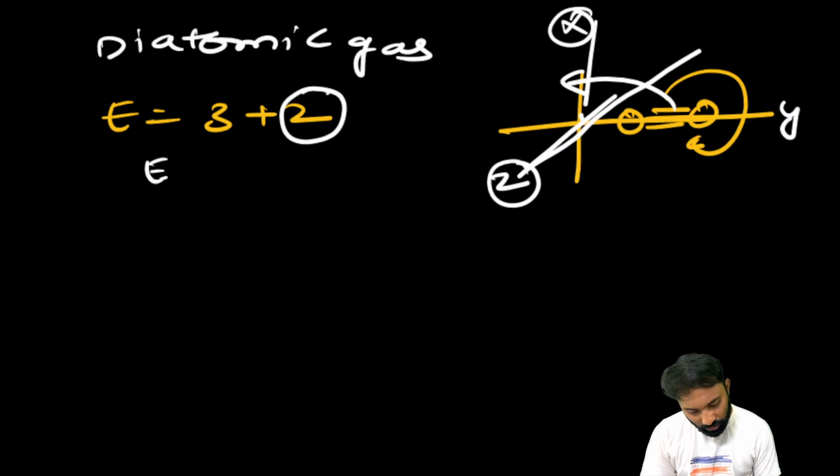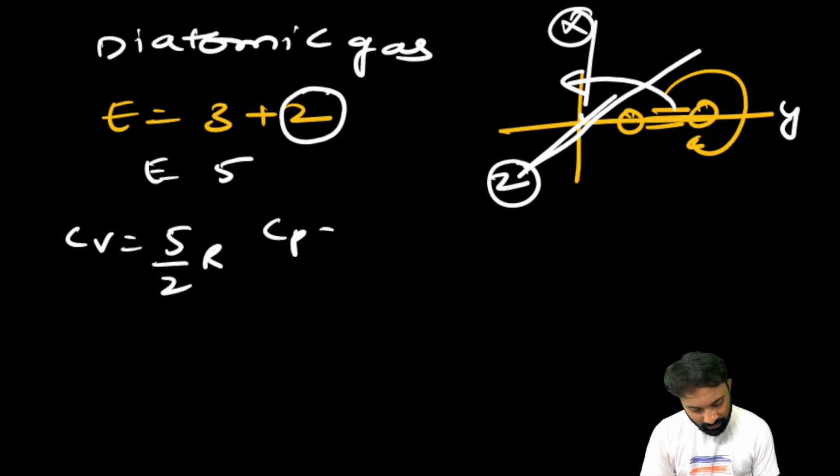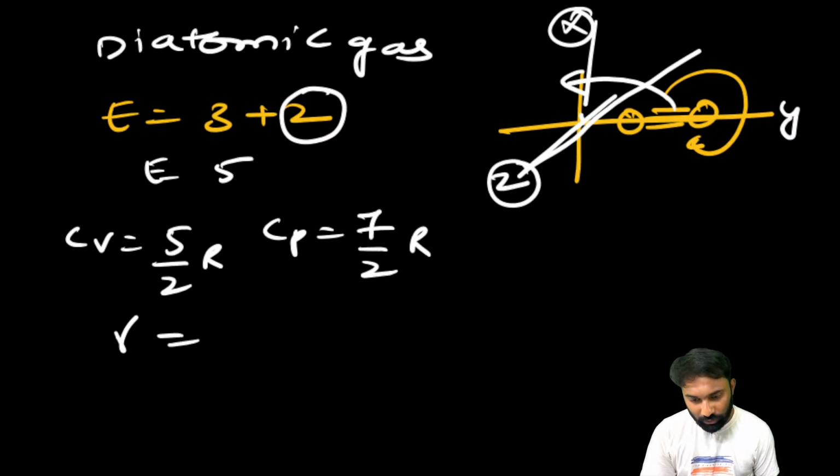So E is equal to 5. Cv is equal to 5 by 2 R. Cp is equal to 7 by 2 R. Gamma is equal to 7 by 5. It will be 1.4. Right?